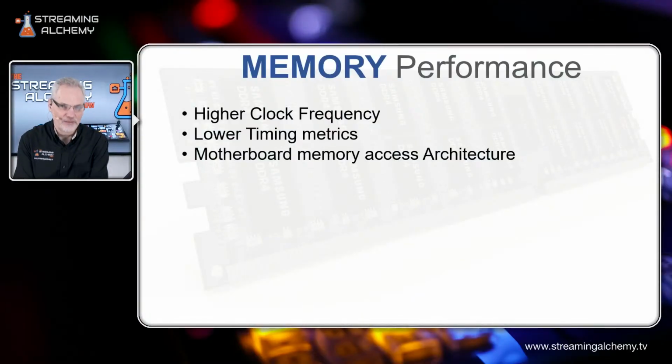The other thing that impacts performance is actually not part of the chip itself, but is part of the motherboard. How can the motherboard access this memory? There are different ways that it can set up channels to do that. So that's something else to consider, not necessarily about your memory specifically, but it can inform the decisions you make about the memory you want to use.